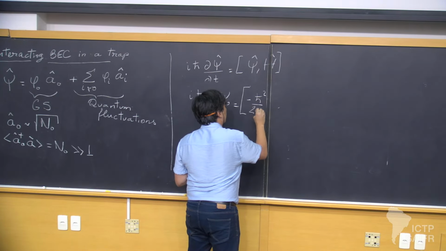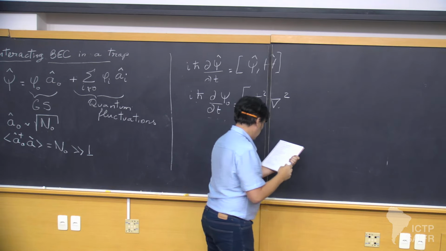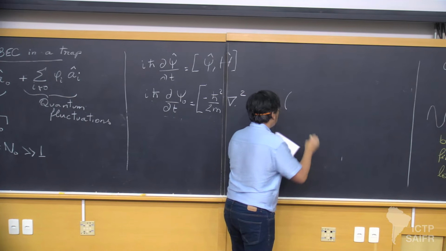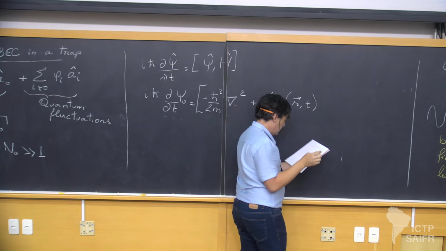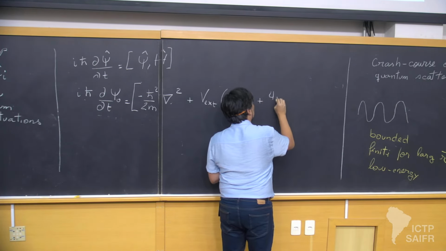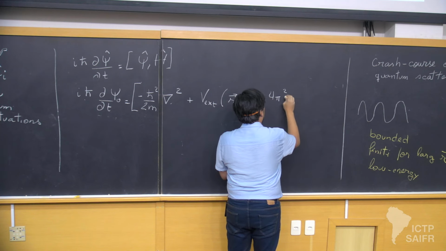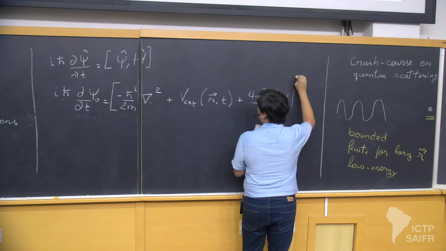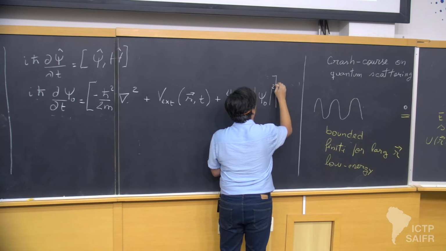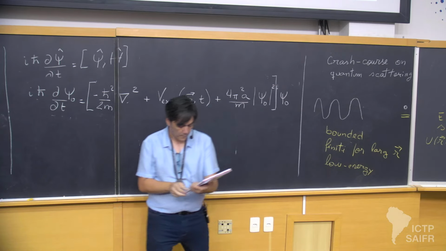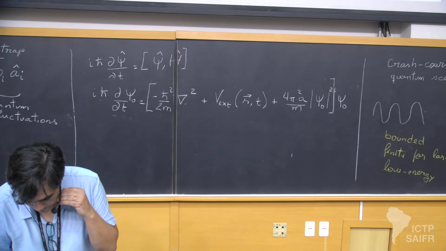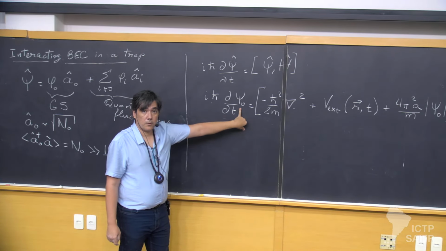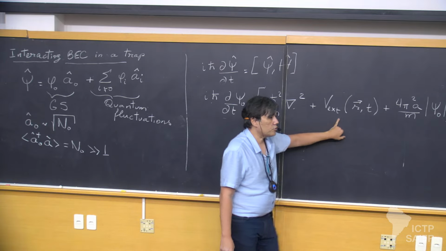Minus ħ²∇²/2m, so kinetic energy. When I do that, plus external potential. I'm not writing trapping anymore. This is on purpose. So this depends on position and time. And the interaction that is now treated like this, |ψ|² ψ. I'm getting to the end, okay? So as you see, I have time dependence of my many-body wave function, kinetic energy, external potential, interaction.